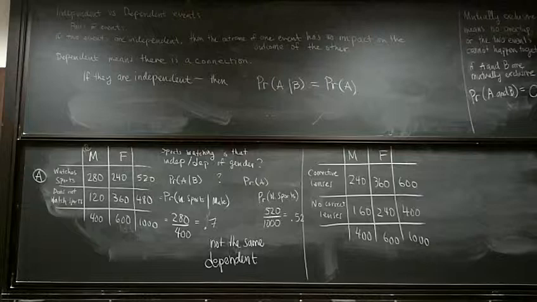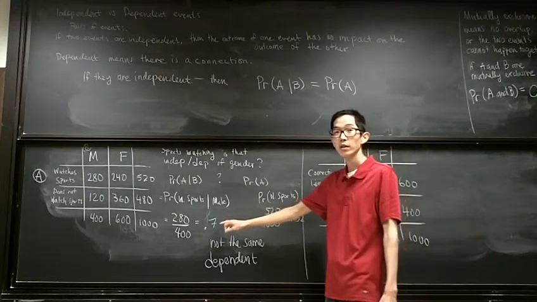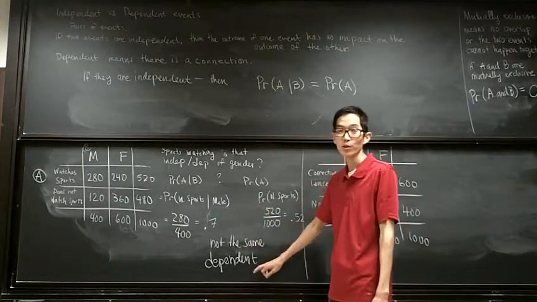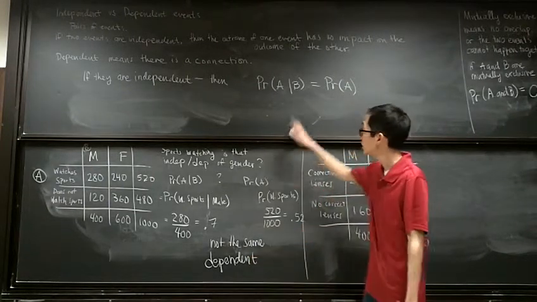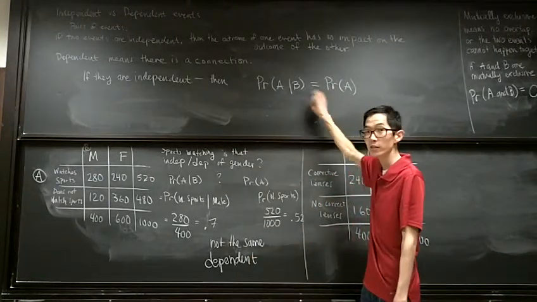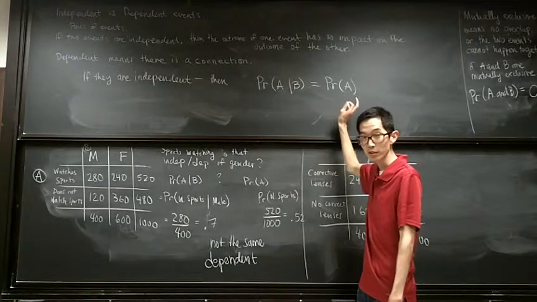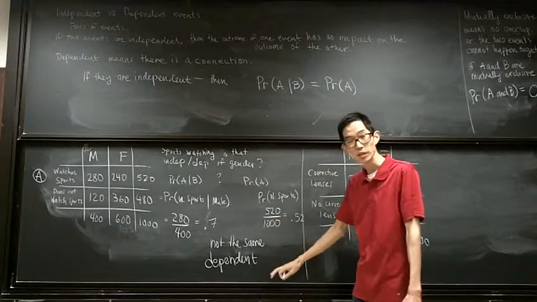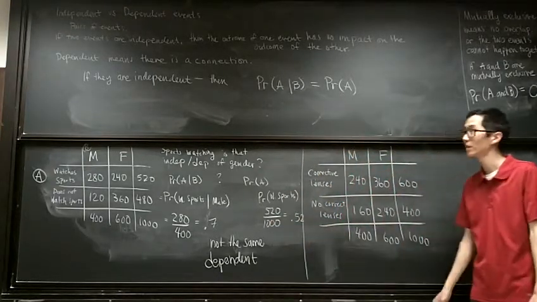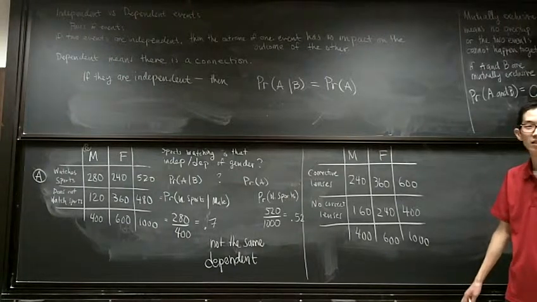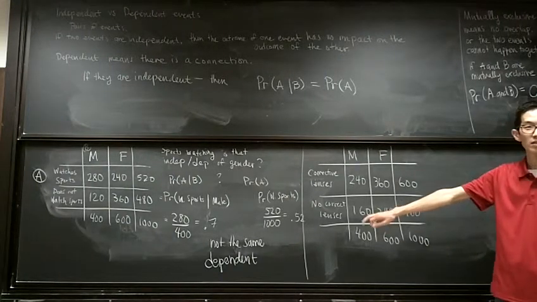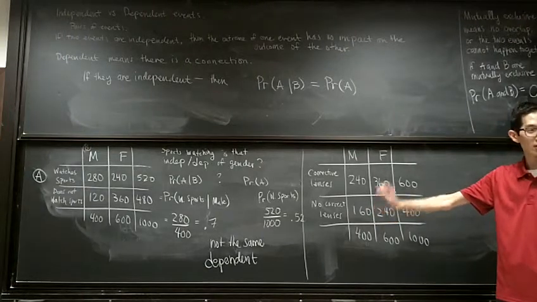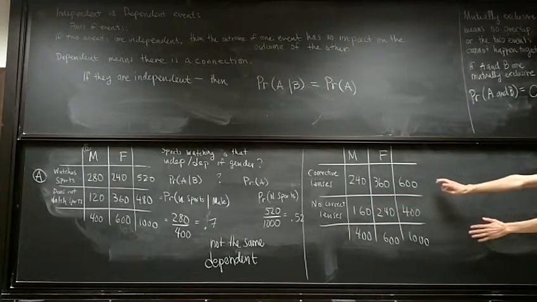So the numbers are not the same, so that means they are dependent, or they are not independent. If they are independent, then the numbers will be the same. If they're the same, that means they're independent. If they're not the same, they are dependent. Good? Alright, so let's look at this one.